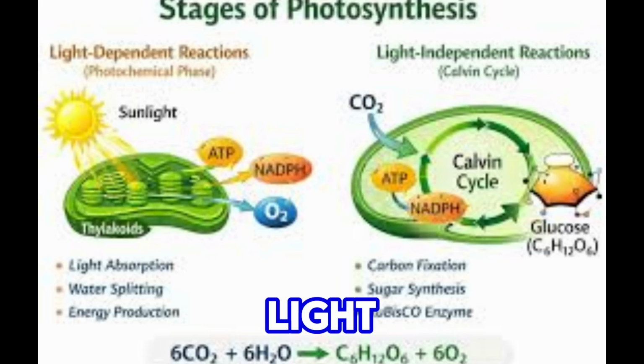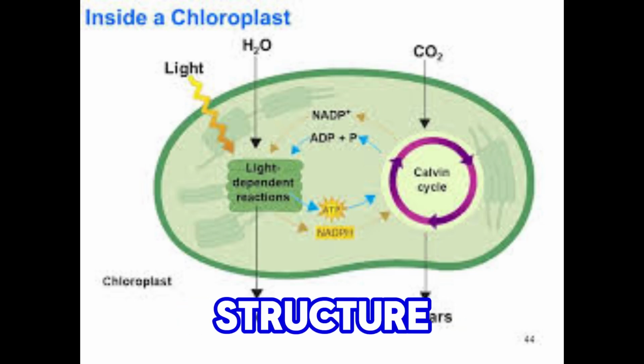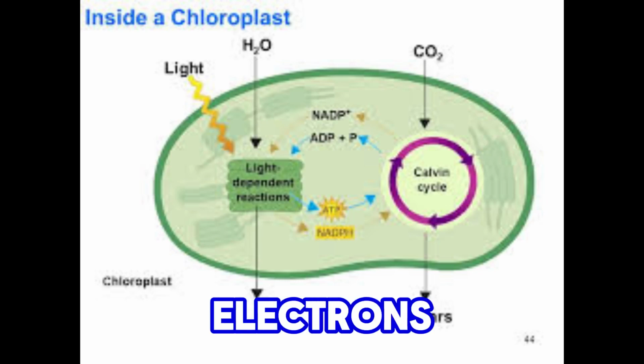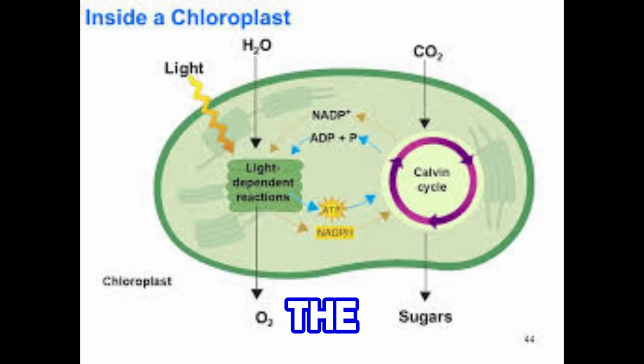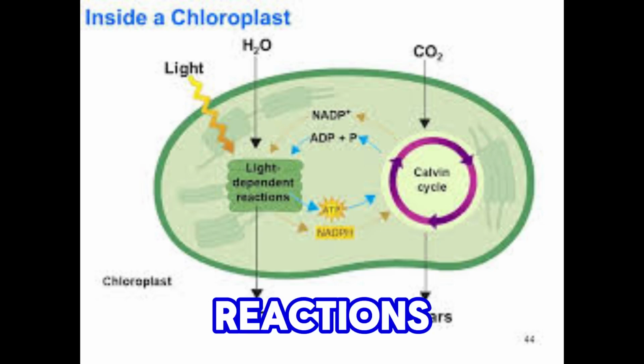Step 1. Light hits the photosystem. A photon of light reaches a photosynthetic pigment. It interacts with chlorophyll and other pigments associated with a structure called a photosystem. The energy excites electrons. In other words, the electrons gain energy and become capable of moving through a chain of reactions.